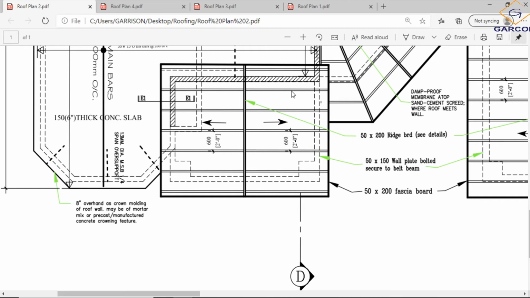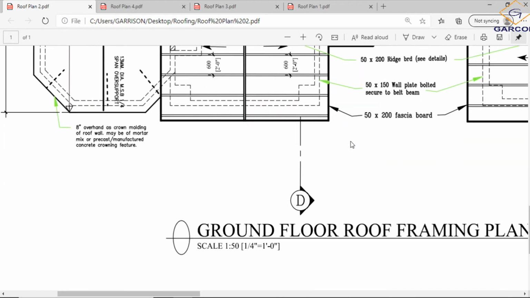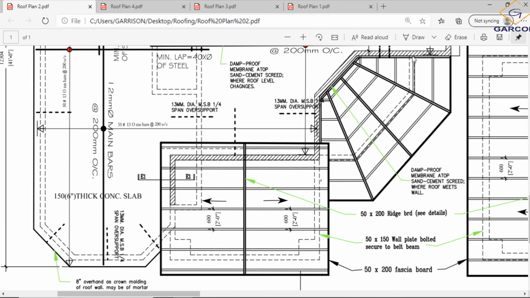Ridge board, rafters coming down. So this is a gable roof. This one is basically an octagonal shape between the walls, because it doesn't cover the wall, just between the walls.